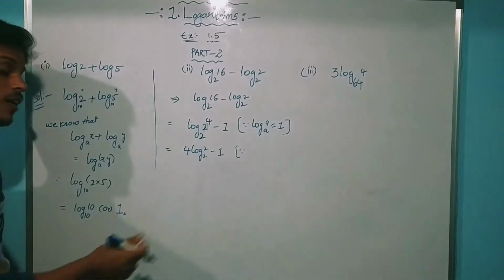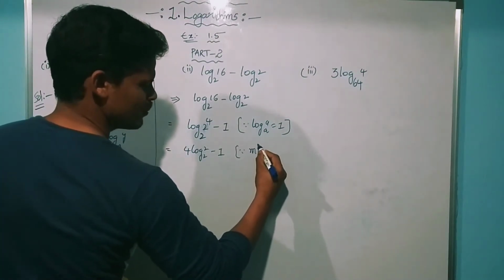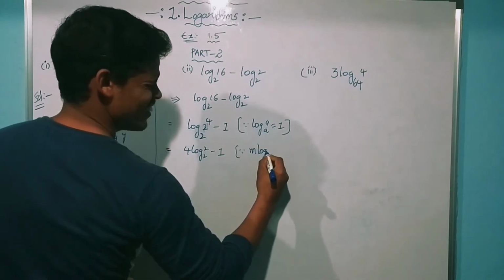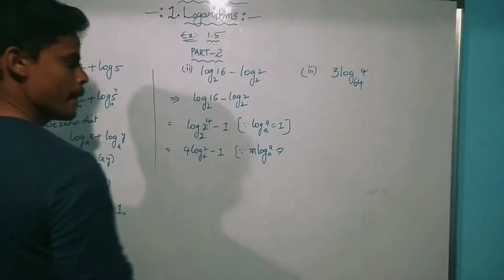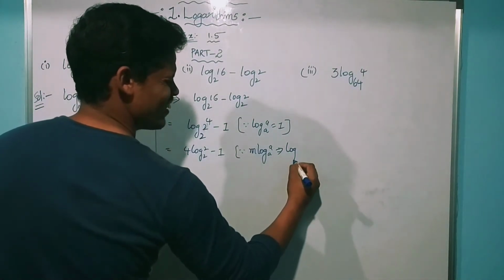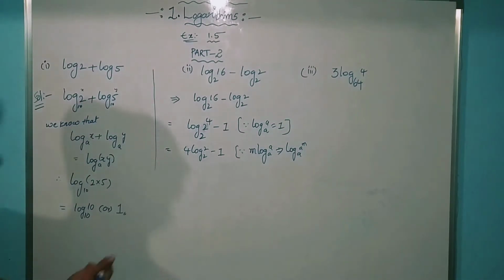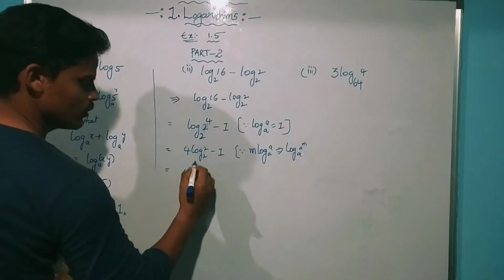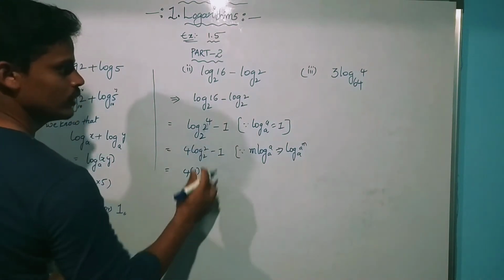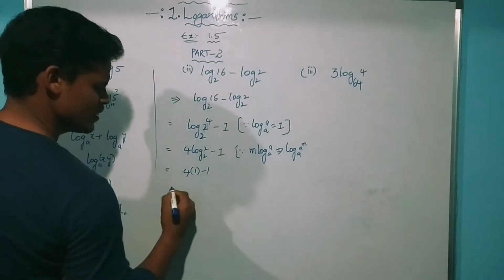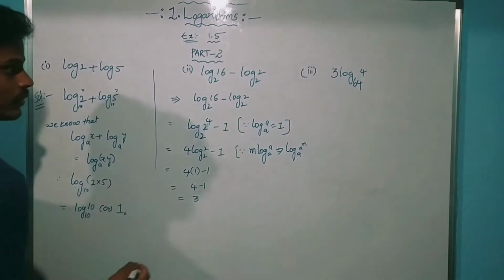Again we have a logarithm rule, m log a is equal to log a to the power m. So that is equal to 4 log 2 to base 2, whose value is 1, minus 1. So 4 into 1 is 4, minus 1, so 3.